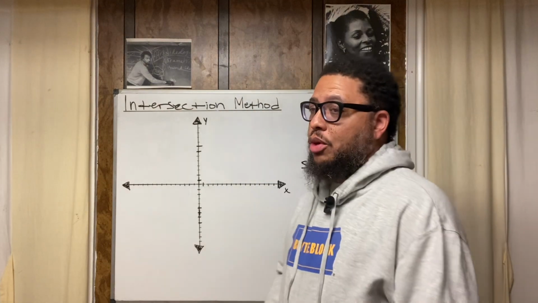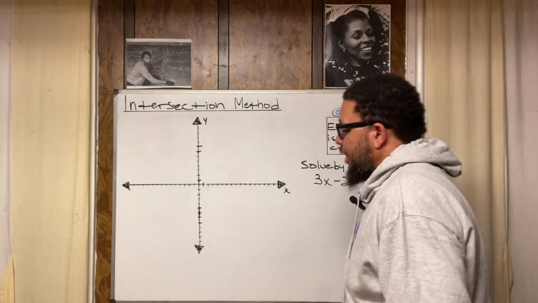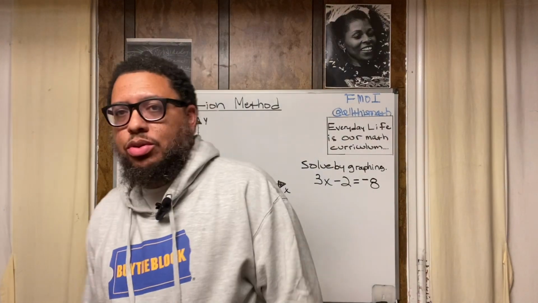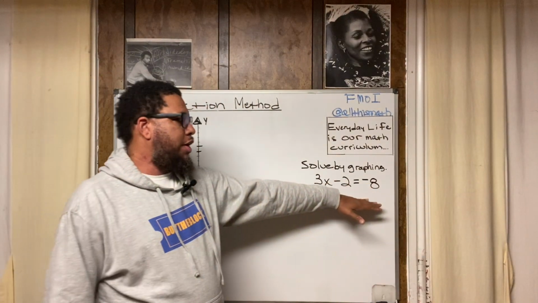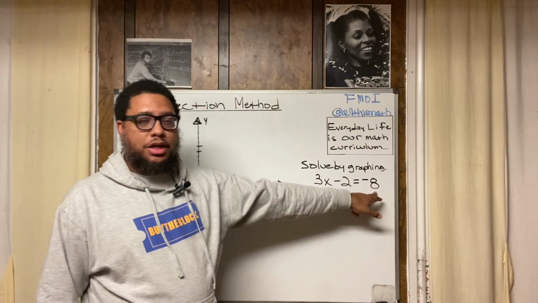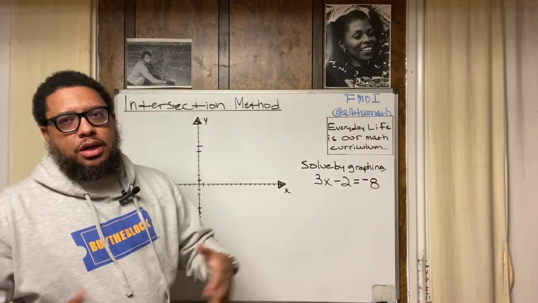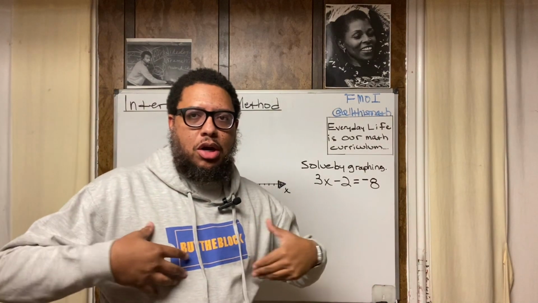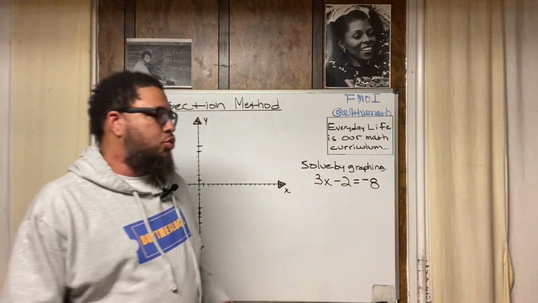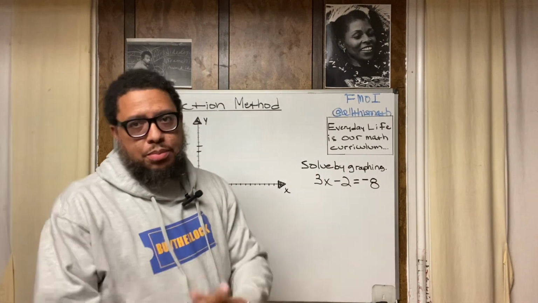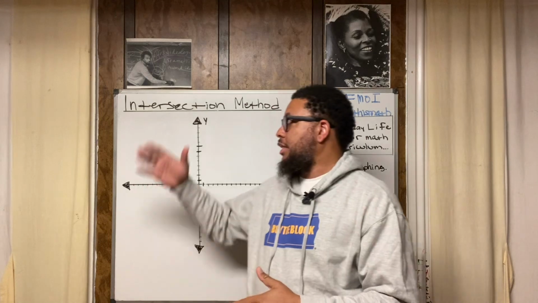All right. Now, what are we doing today? What we're doing today is we are going to solve a linear equation, right? We're going to solve this linear equation right here. 3x minus 2 is equal to -8. But we're going to do it in what I consider an unorthodox type of way. We're going to use graphing, right? Some people call this graphing method the intersection method.